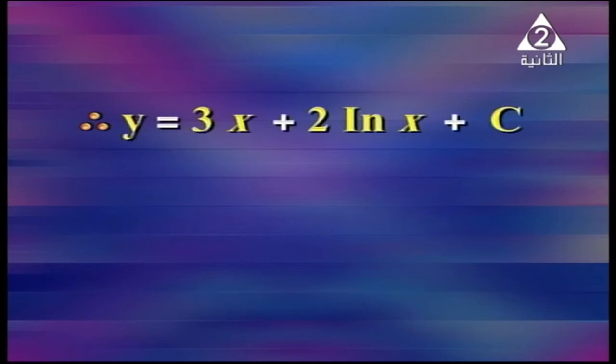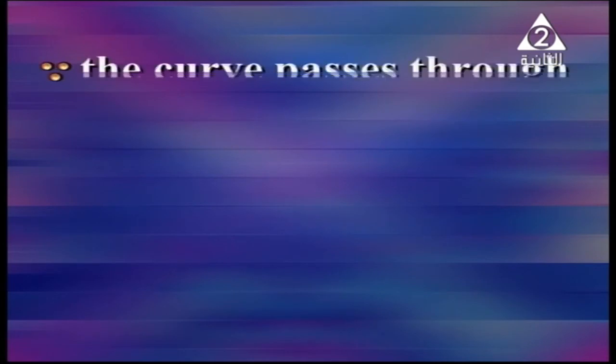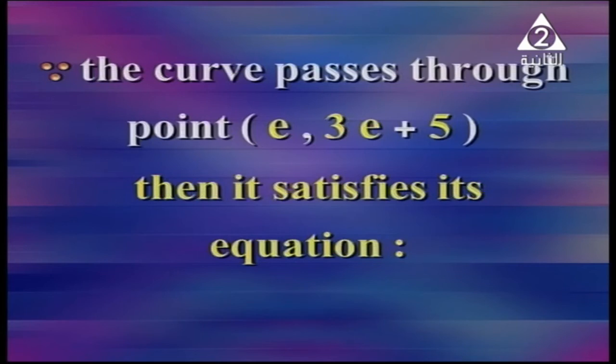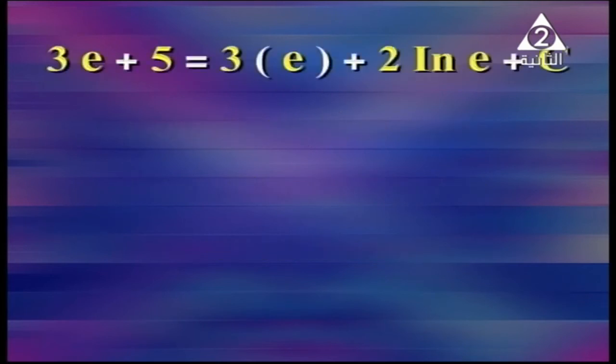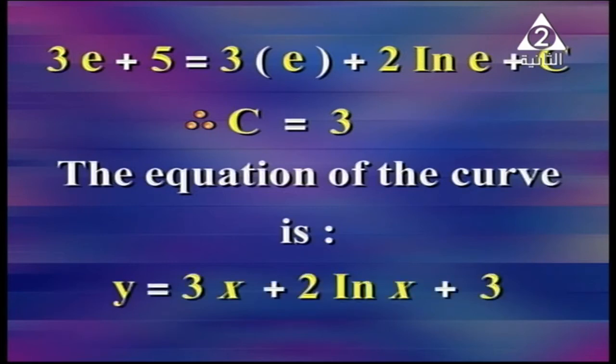What is y? 3x plus 2 ln x plus c, where c is arbitrary. Then the curve passing through (e, 3e plus 5) satisfies the equation. Using 3e plus 5 as y and e as x, by substitution, c equals 3. The equation of the curve is y equals 3x plus 2 ln x plus 3.